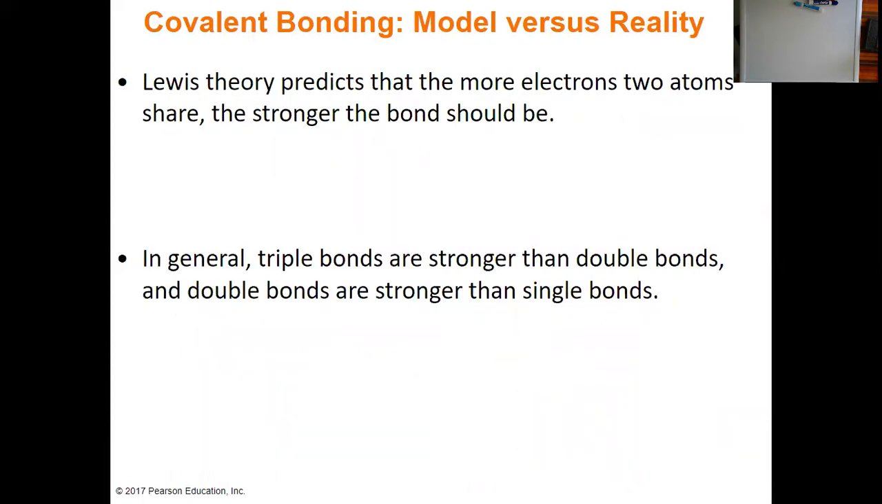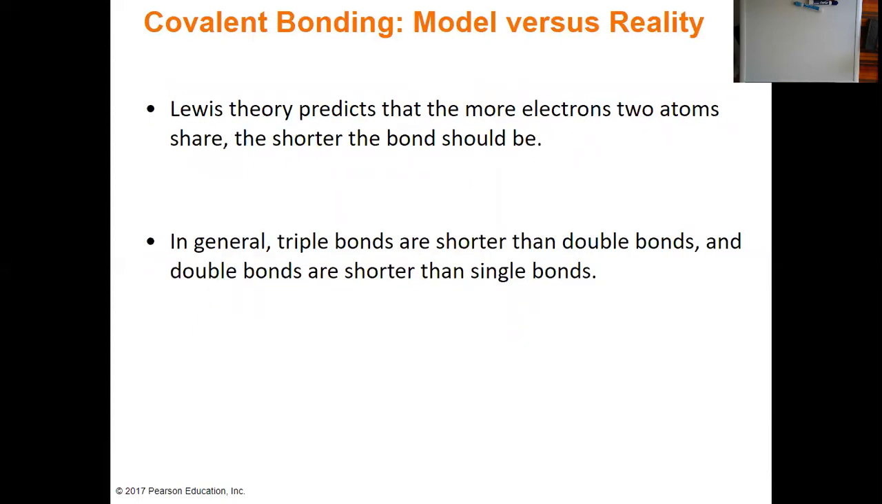We can talk about the strength of covalent bonds. Okay. We can determine the strength of a bond based on how much energy we need to add to that bond in order to break it in half. So you'd imagine that the more electrons that two atoms are going to share, the stronger the bond between them is going to be. So triple bonds are going to be stronger than double bonds, and double bonds are going to be stronger than single bonds, because we're sharing more electrons between two atoms in each case.